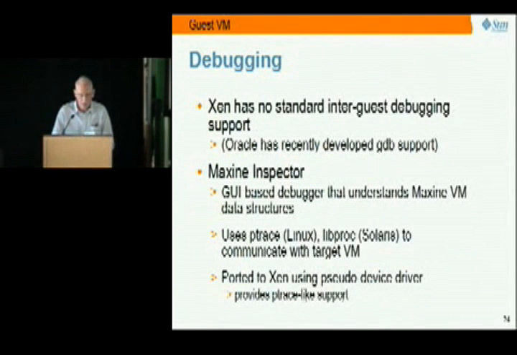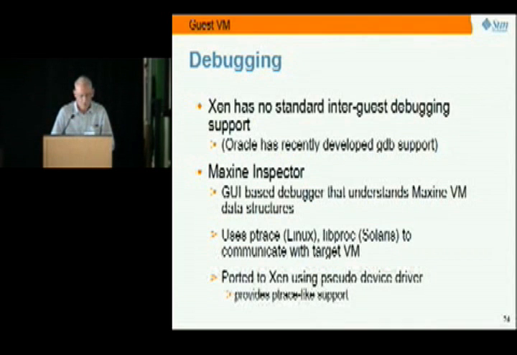A little bit on debugging. There's basically nothing in the Xen world for doing inter-guest debugging until very recently. Actually, a guy at Oracle has recently developed some GDB support, but when I started this, there was nothing. One of the really nice features of Maxine is it has a GUI-based debugger that understands Maxine JVM data structures. So you see everything in that nice way, and you can click on things, and if they're objects, it'll show you their VM state, and so on.